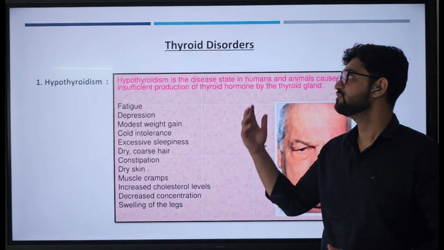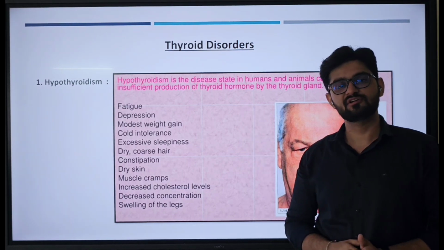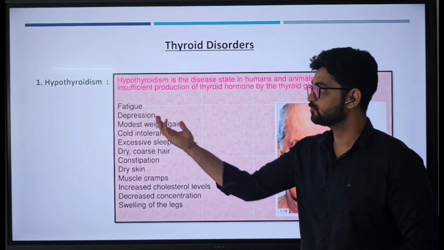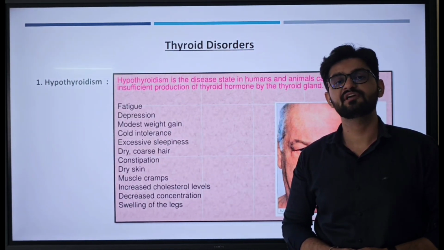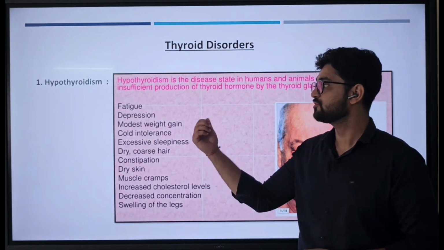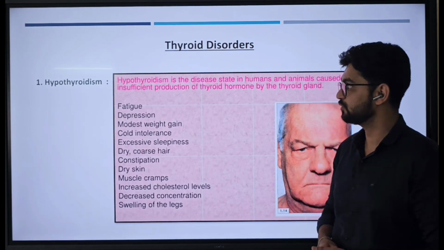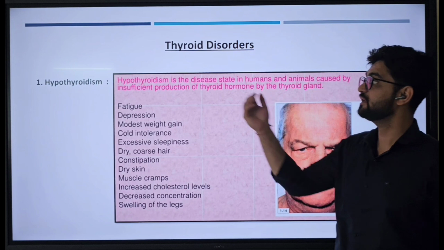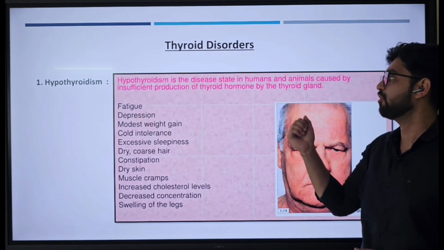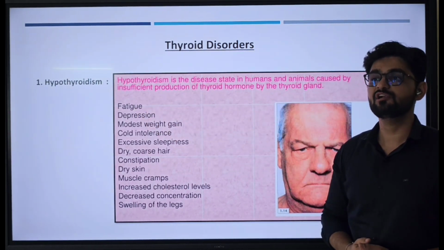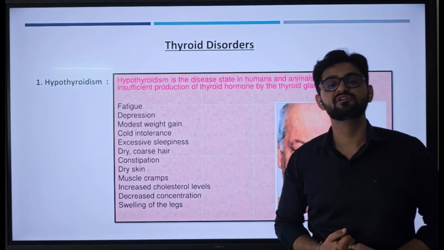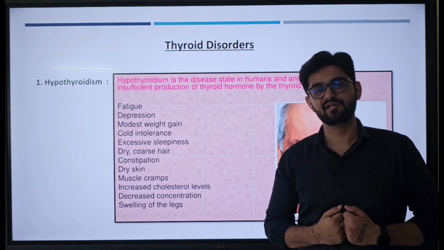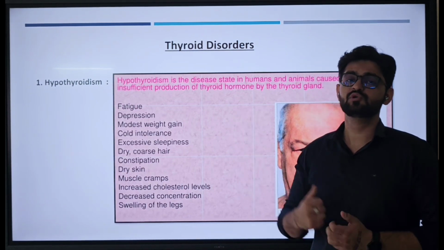Next is thyroid disorders. There are different thyroid disorders that are associated with the levels of thyroid hormone. The first is hypothyroidism. Hypothyroidism is a condition caused by the insufficient production of thyroid hormone by the thyroid gland. There will be either the destruction of the thyroid follicle or inhibition of the synthesis of thyroid hormone, as well as other elements which will be shown in the further slide.